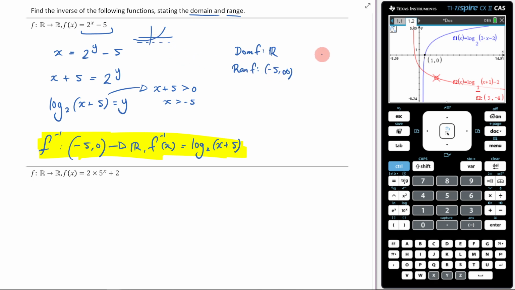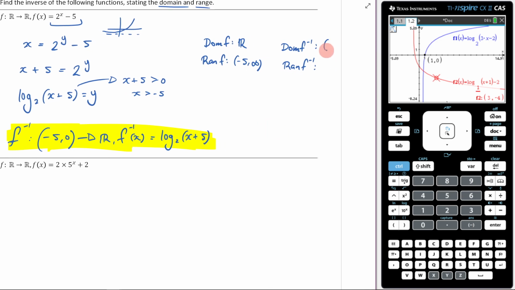You can then easily find the domain of the inverse and the range of the inverse just by swapping these things around. So the domain of the inverse is going to be negative 5 to infinity, and the range is all real numbers.